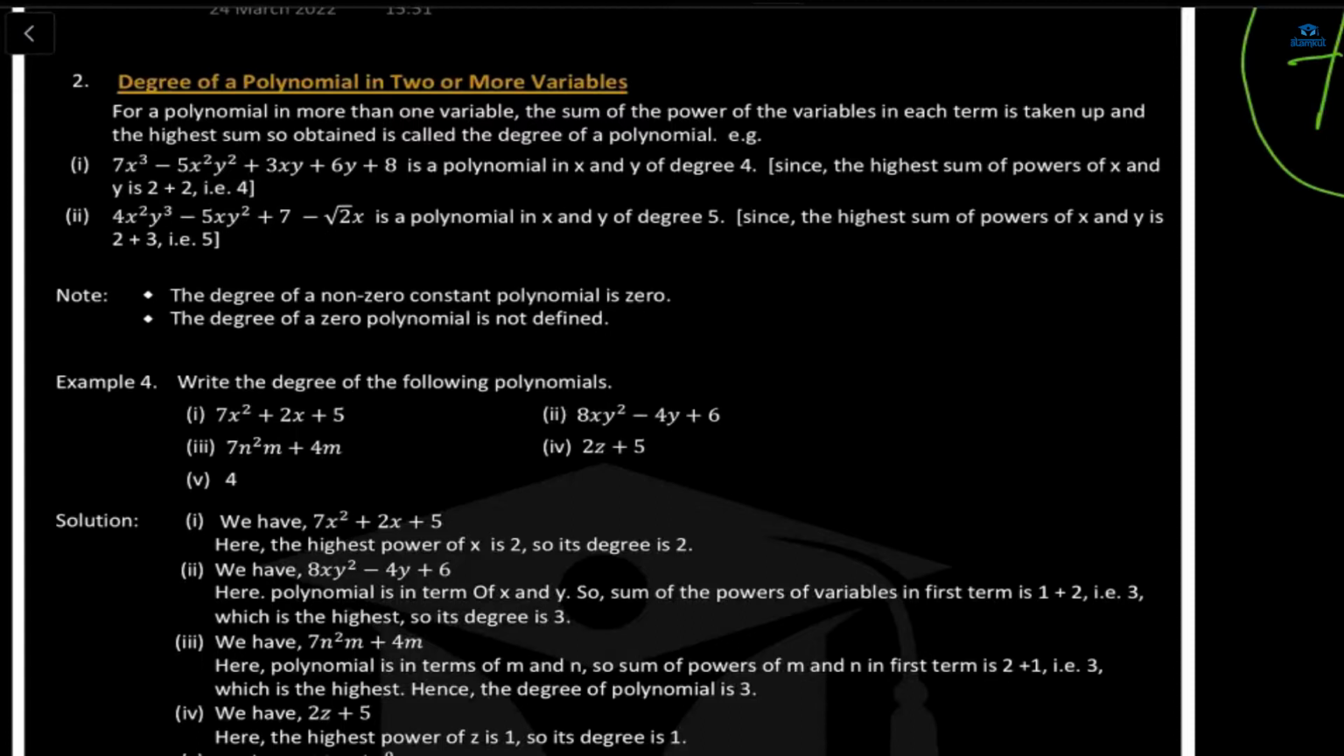If we need to find the degree of a polynomial in a single variable, only one variable is there, then it is very simple. You have to check the highest power of the variable. And if you need to find the degree of a polynomial in more than one variable, for every term you need to add the variables' powers, and the term which has the highest power, that is the degree of that polynomial.